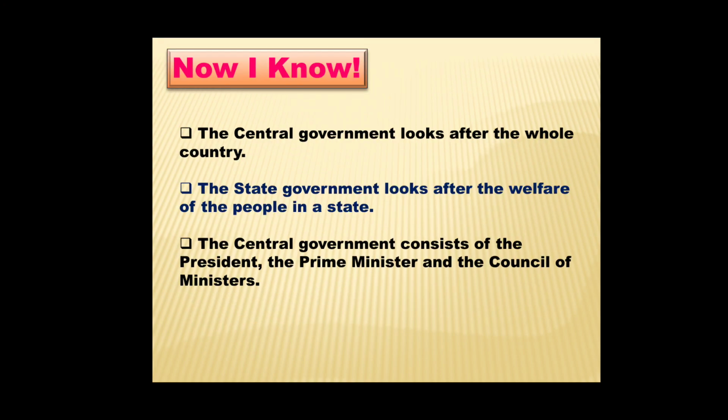Now I know. What did I learn in this chapter? The central government looks after the whole country. The state government looks after the welfare of the people in a state. The central government consists of the President, the Prime Minister, and the Council of Ministers.